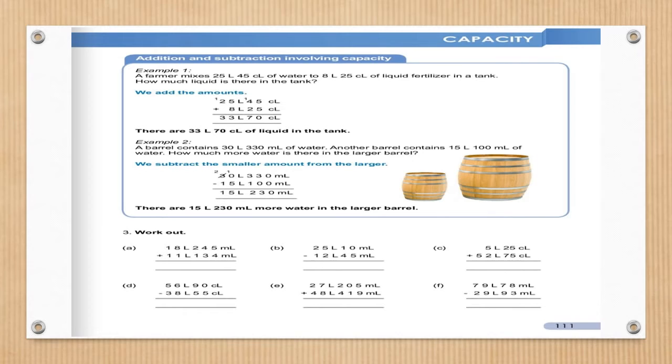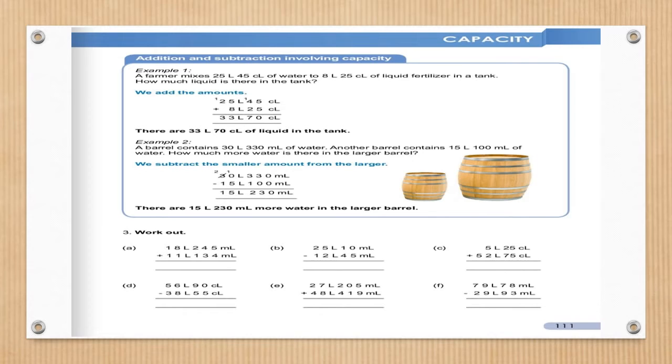So for today, let us work out some word problems. We reached page 111, where you have addition and subtraction involving capacity. Now you already know how to do the conversion, how to convert between liters and centiliters.